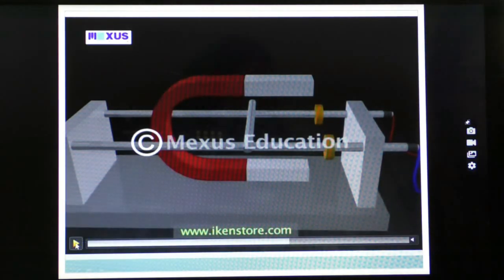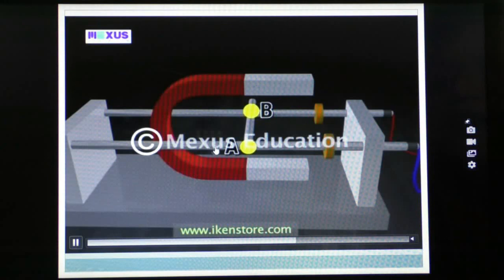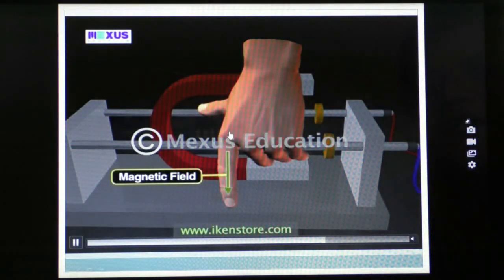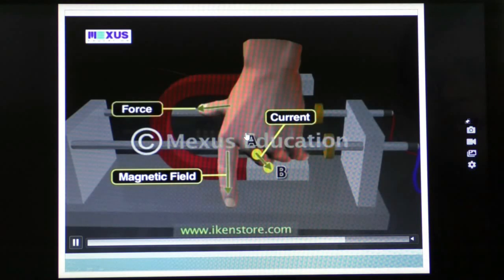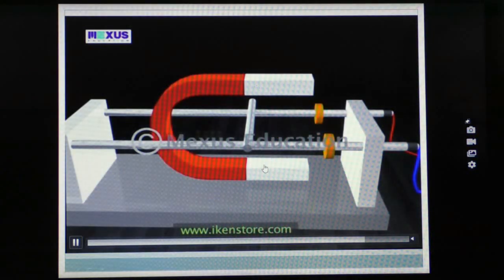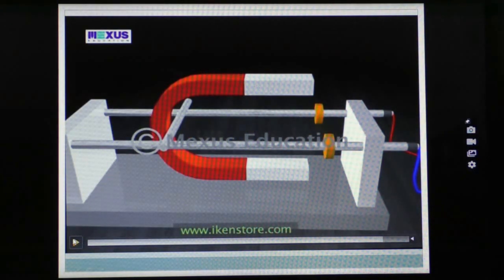This is the rod, and it is capable of sliding over the two rails, and these two rails produce a magnetic field. That magnetic field interacts with the magnetic field of this horseshoe magnet. Due to this, it results in a magnetic force, and that magnetic force pulls this rod to move over these rails.